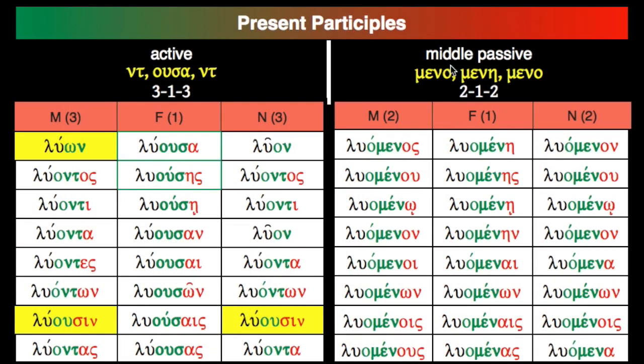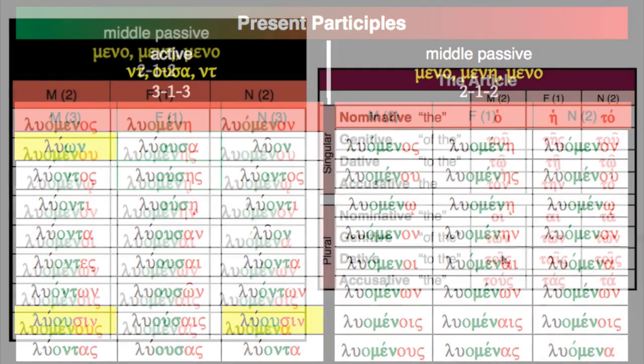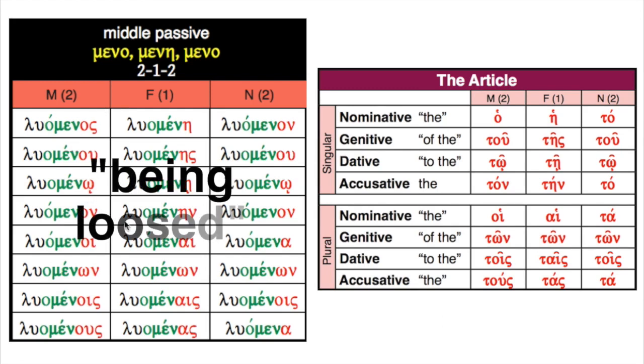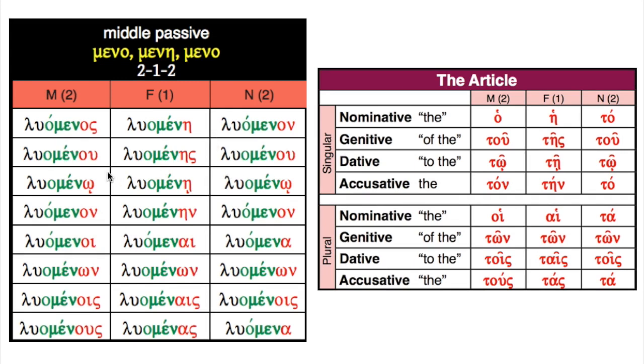Let's start with the middle passive form of the participle here because it's really very easy to recognize. It's the 2-1-2 pattern, and it will always have men in the middle. So let's zoom in. The middle passive participle just means "being loosed," or if it's middle, "loosing for self." Okay, so why all these forms? Again, case, number, and gender of everyone.